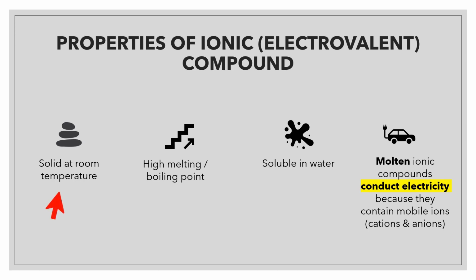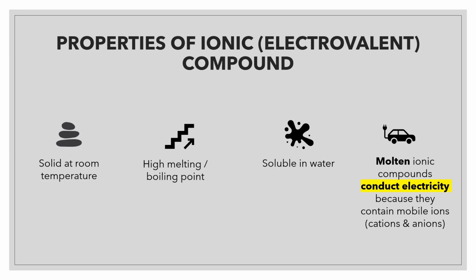These are the properties of ionic compound. They are solid at room temperature. They have high melting and boiling point. They are soluble in water. And in the molten form, they can conduct electricity because they contain mobile ions, that is cation and anion.